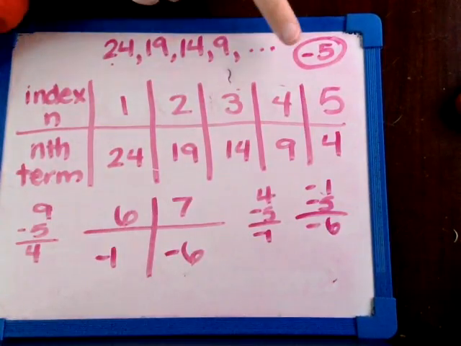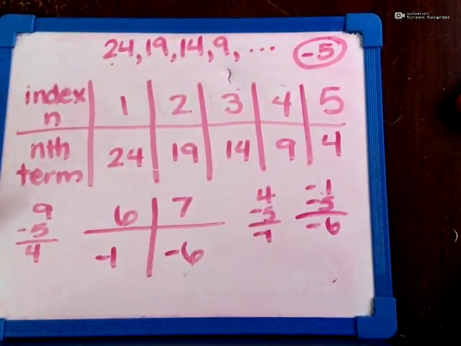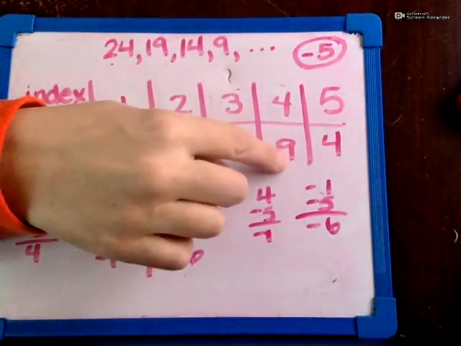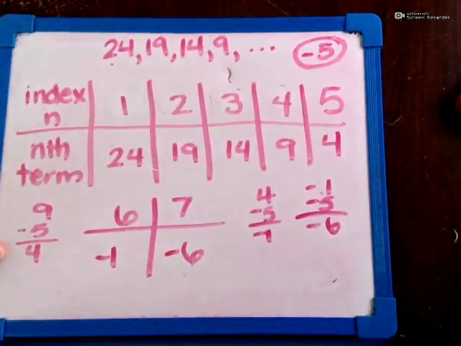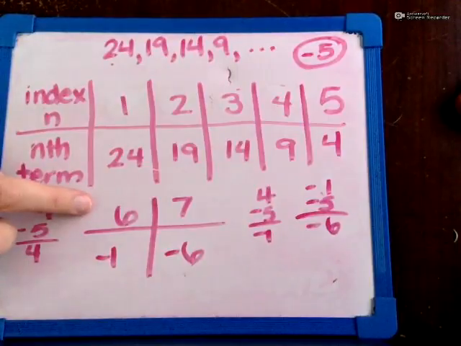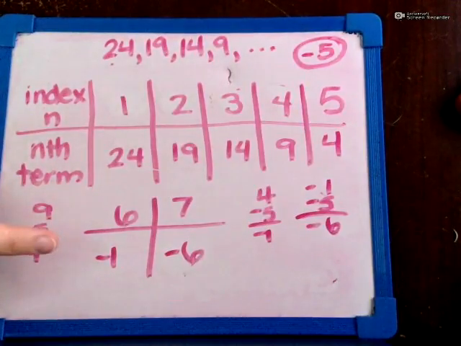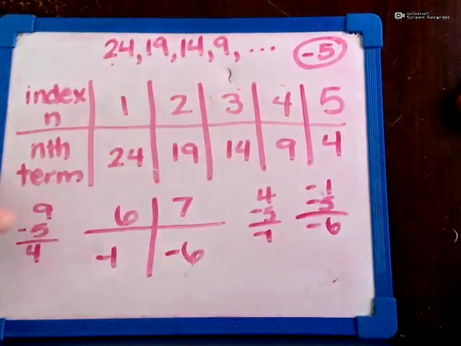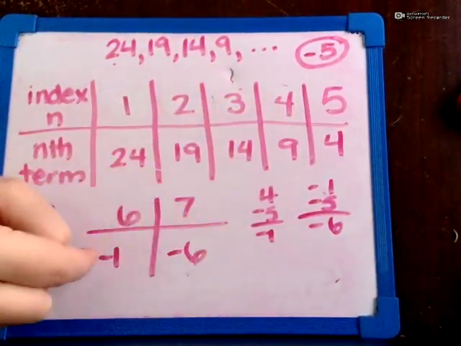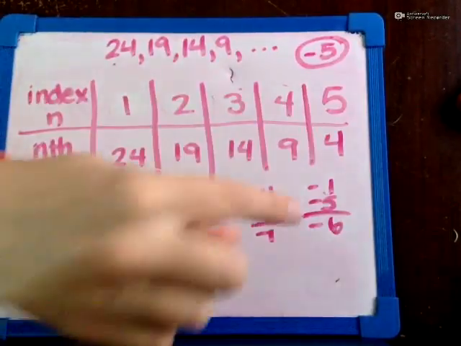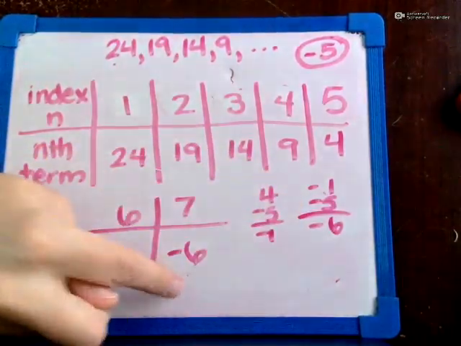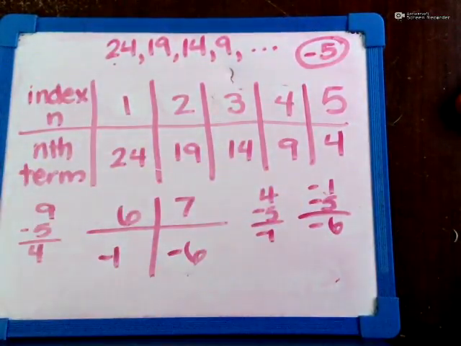So the 5th term would be 9 minus 5, which is 4. Here's my math here. The 6th term would be 4 minus 5, which is negative 1. And the 7th term would be negative 1 minus 5, which is negative 6.